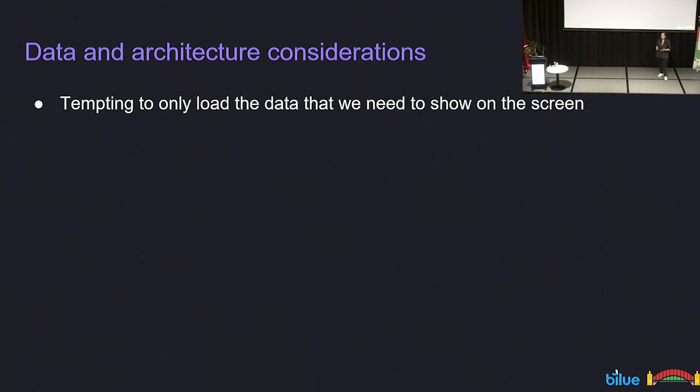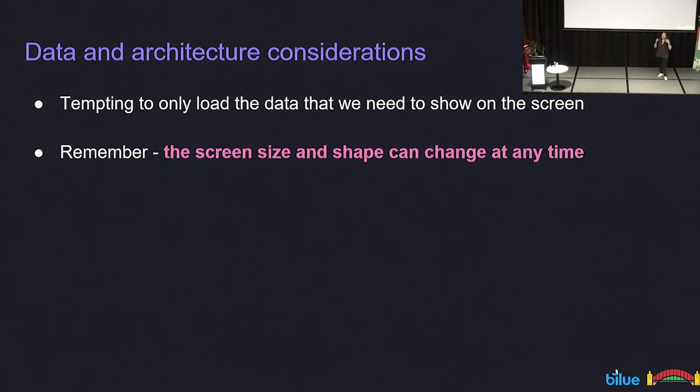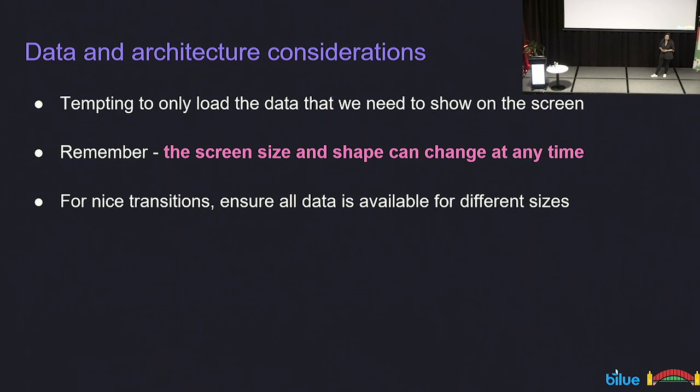Because these devices can be a phone one minute and a tablet the next, you need to make sure that you're loading all the information. It might seem counterintuitive, but with smart recompositions and other efficiencies, it won't be too bad. So we need to make sure all the data is available for the different sizes. That way we can do those nice animated transitions. We don't unfold the device and have to have a loading wheel while something downloads. That is definitely a bad user experience.